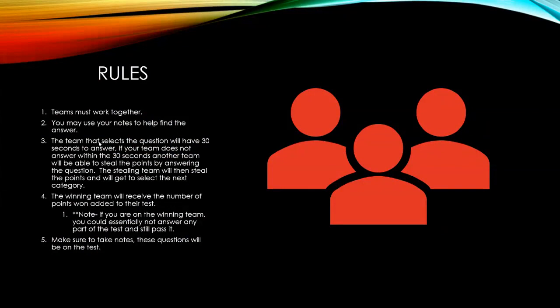The third rule is that the team that selects the question will have 30 seconds to answer, and if that team does not get the answer correct within the first 30 seconds, then another team will be able to steal those points by answering the question correctly. Once the team that has stolen the points answers, then they get to select the next category and point value.